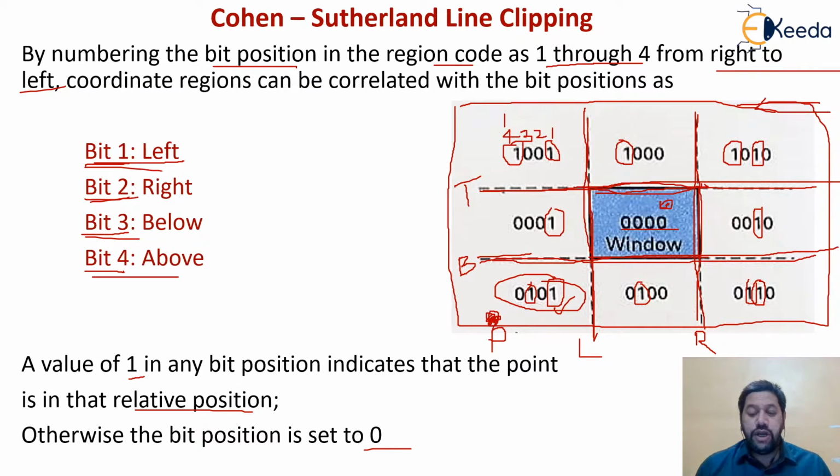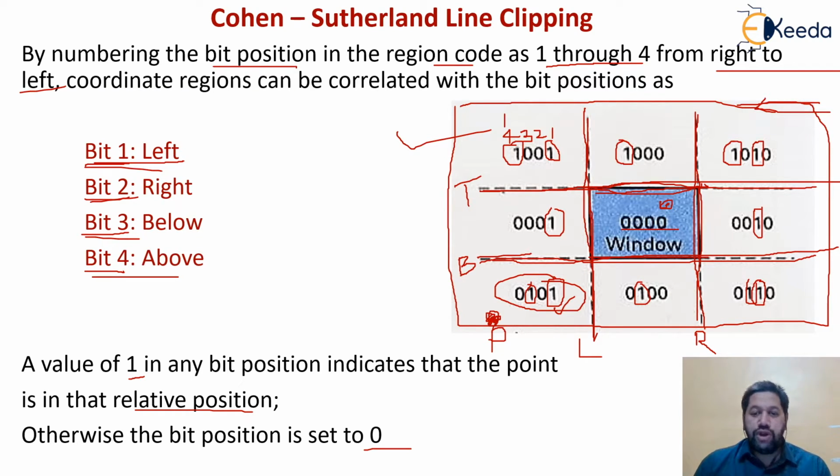Okay, so we continue our discussion of the endpoint code, because as I told, this endpoint code will help us to speed up the process, and help us find out the visibility of the line also. I just go to the next slide. We are going to keep this diagram in the next slide also, so that it will be easy for us to find the endpoint code.